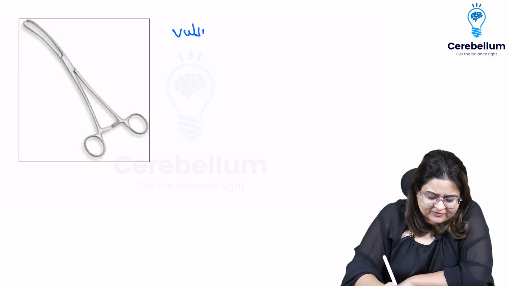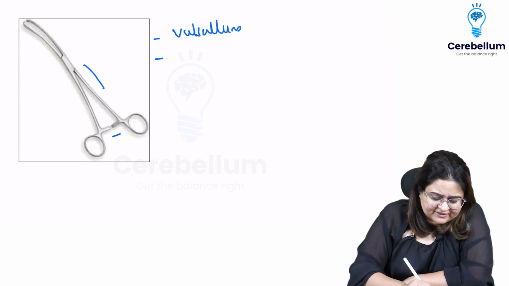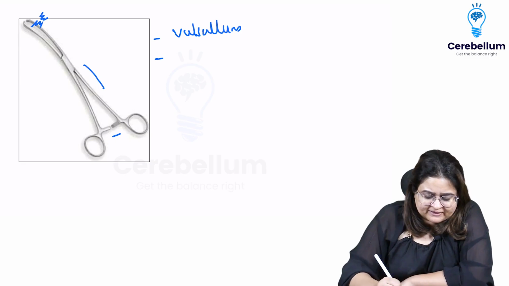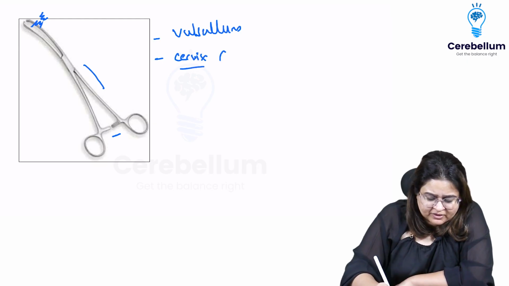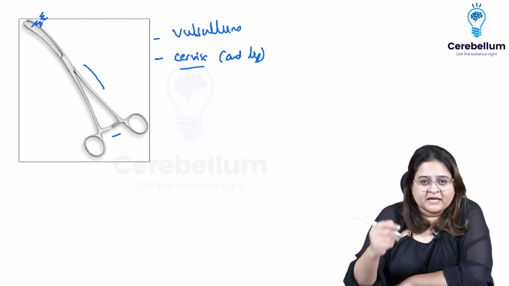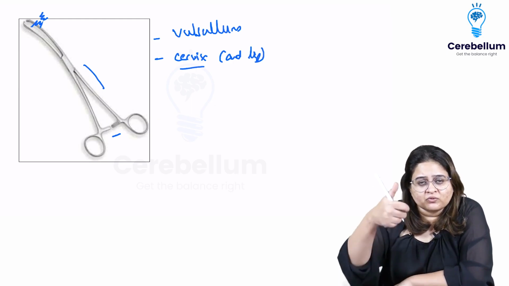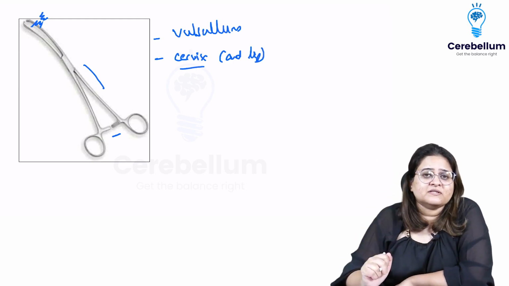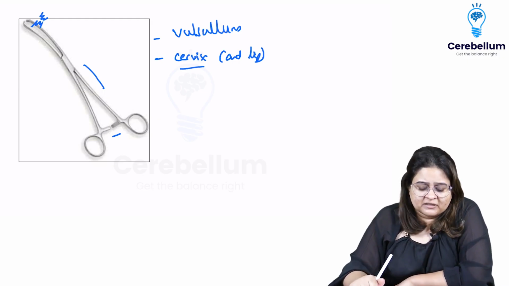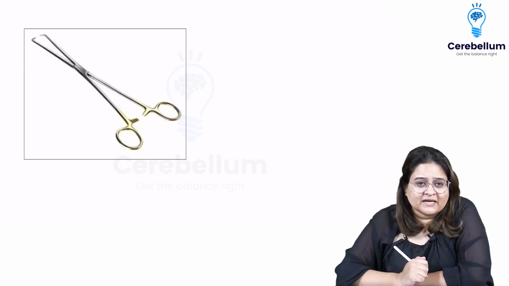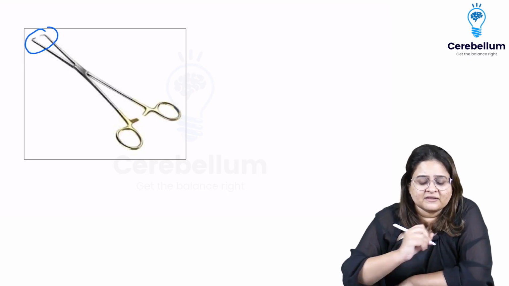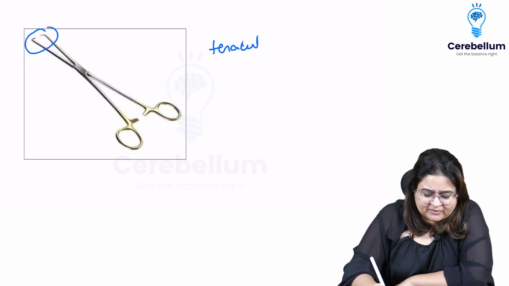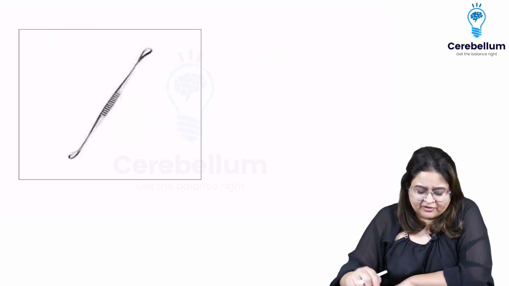What is this? This is a vulsellum. A vulsellum is a long instrument, curved slightly, with a lock and teeth at the end. This is used to catch hold of the cervix. Usually we hold the anterior lip, like if you're doing a dilatation and curettage, taking a biopsy, or putting in an intrauterine device. You want to hold the cervical lip, and the vulsellum is a good instrument. You can also use a tenaculum. A tenaculum has more grip. You can see it has a single tooth on the end. It's very similar to a vulsellum in terms of function.